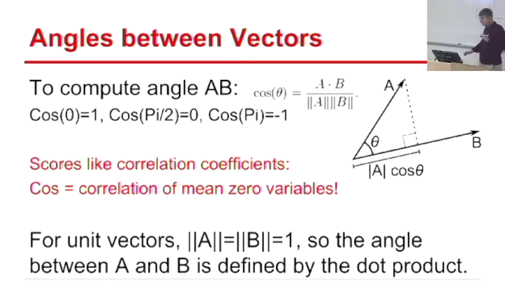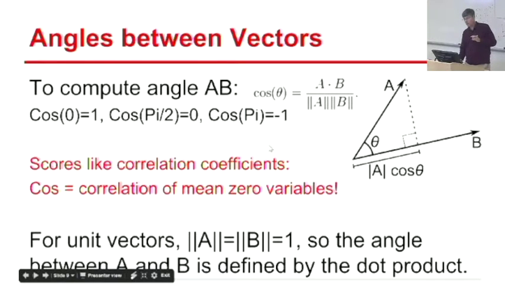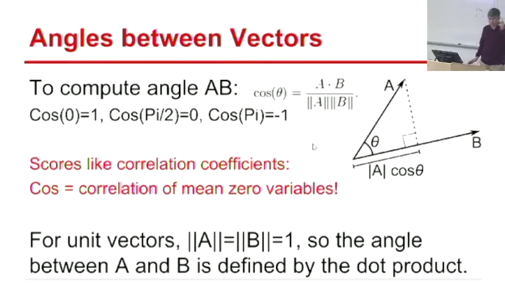Does everybody see that cosine and our correlation measurements are very closely related? In fact, the cosine of the angle between two things is basically the correlation coefficient if both variables have mean zero. Any questions about it? So quite often people will talk about doing cosine similarities, and the reason is that in their heart of hearts, they are computing correlations. Any questions? Okay, good.